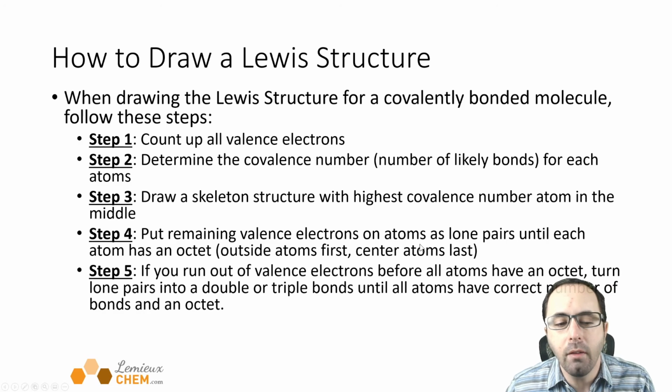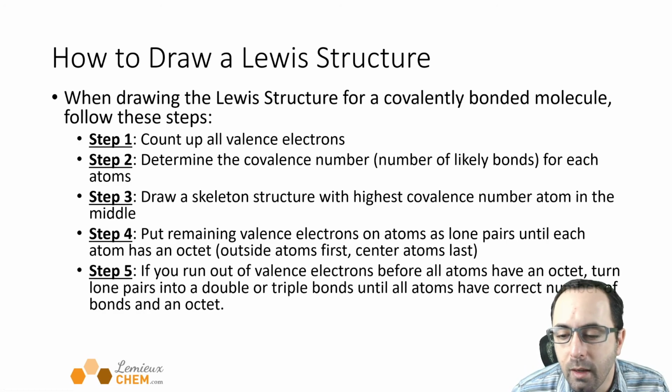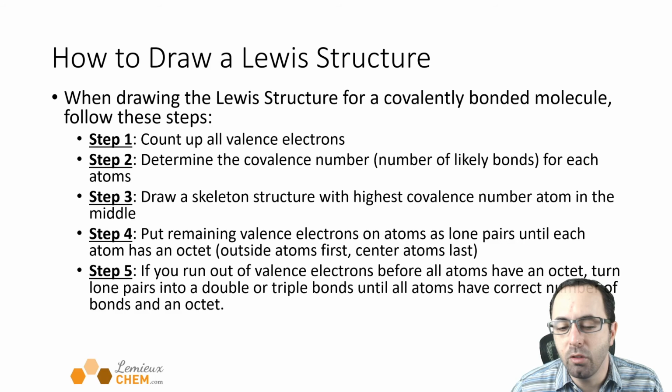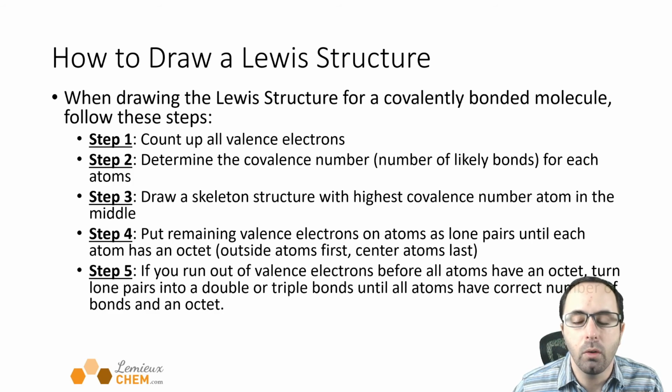Finally, step 5 is only done if you run out of valence electrons before all atoms have an octet. At that point, you don't have enough valence electrons to give all atoms an octet without making what are known as double or triple bonds. And in a bond, generally 2 electrons are shared in a covalent bond. But in a double or triple bond, more electrons will be shared in order to make that bond, and it results in a stronger bond.